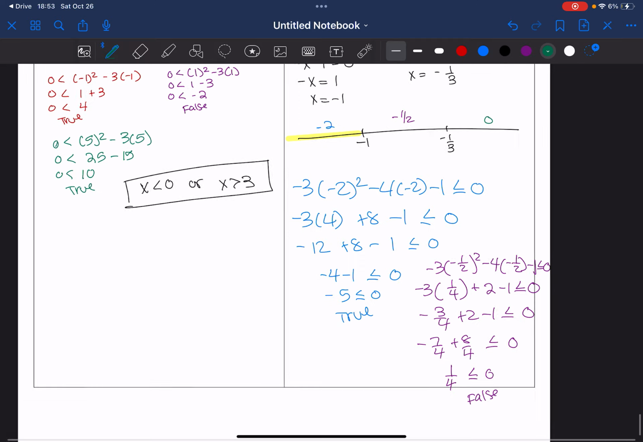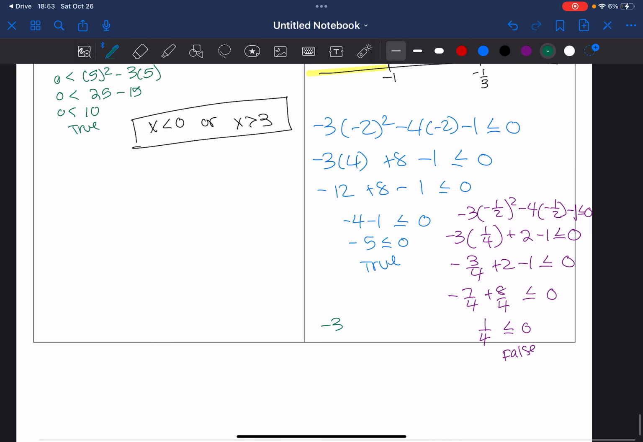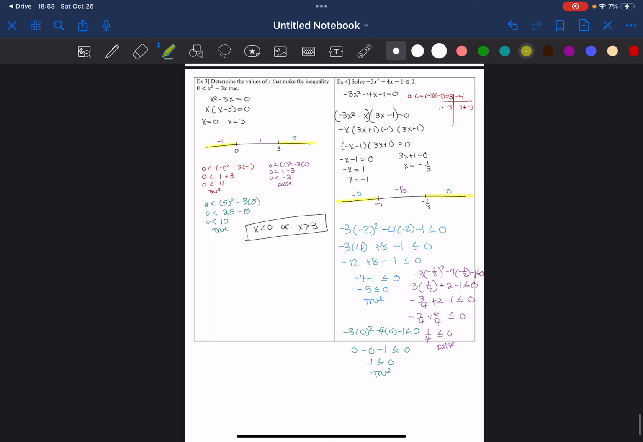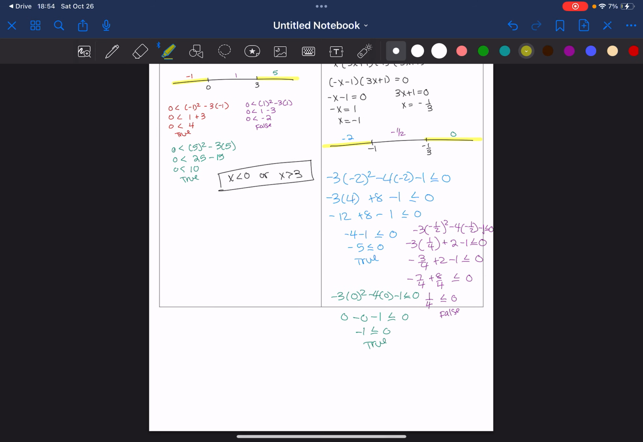And then we have 0. So this is negative 3 times 0 squared minus 4 times 0 minus 1 less than or equal to 0. So this is 0 minus 1 less than or equal to 0. Negative 1 less than or equal to 0, which is true. So I would shade the other side. So since my inequality is less than or equal to, I have that my answer is going to be x is less than or equal to negative 1, or x is greater than or equal to negative 1/3.